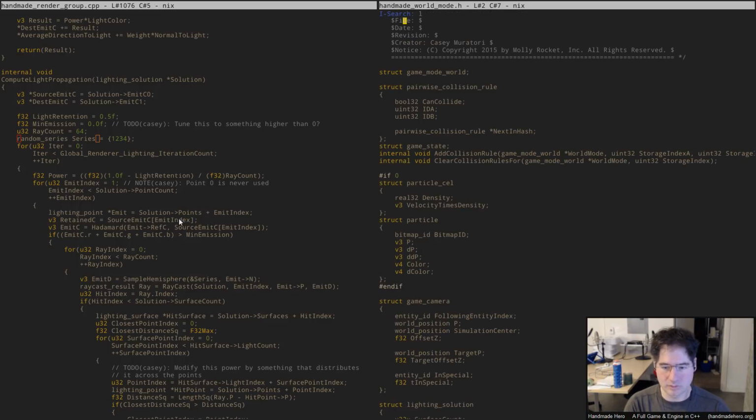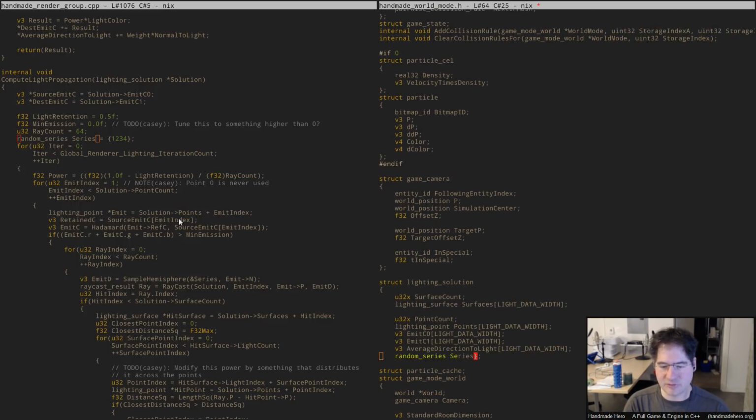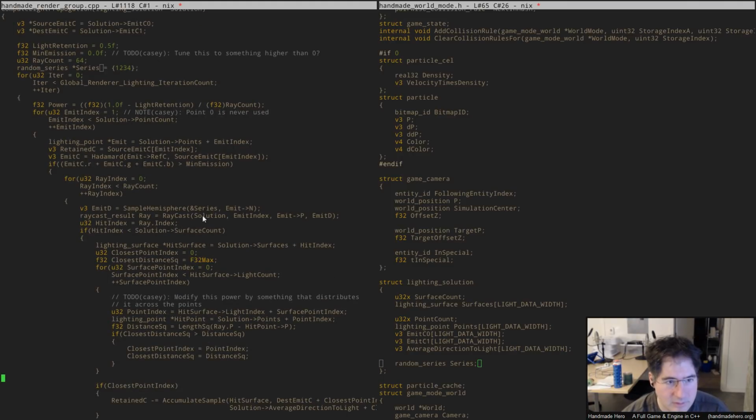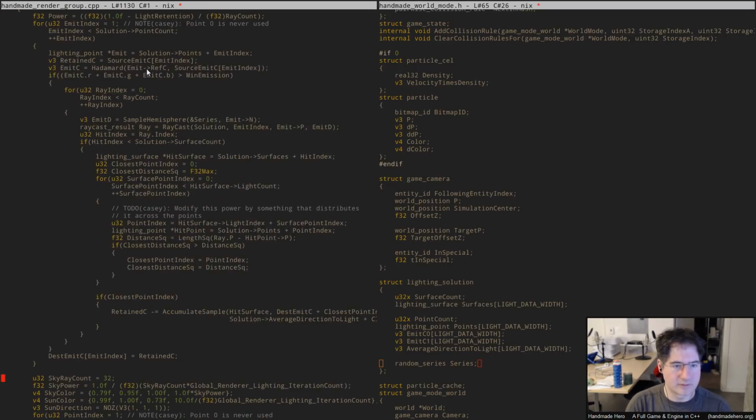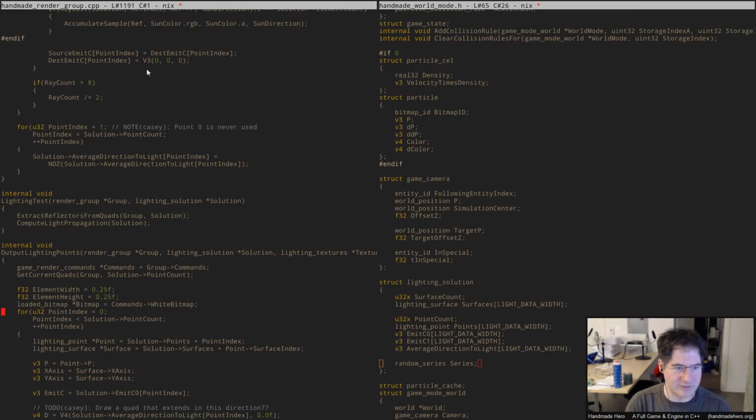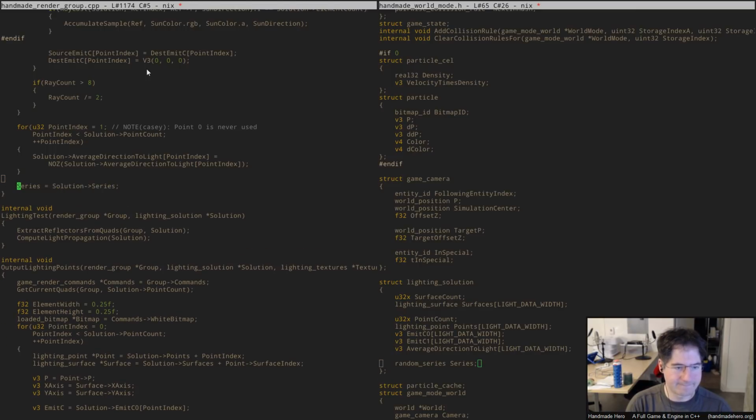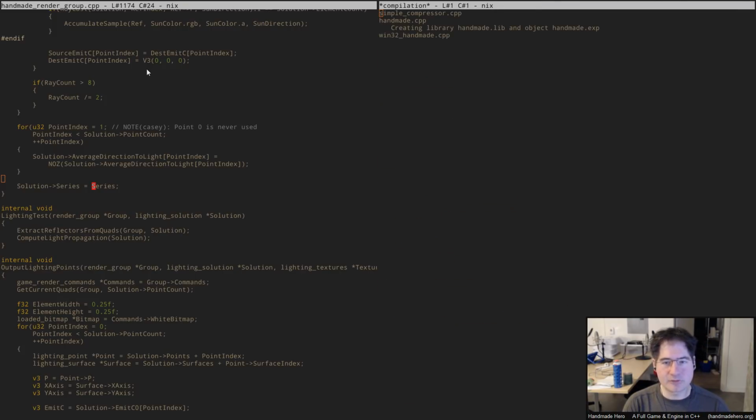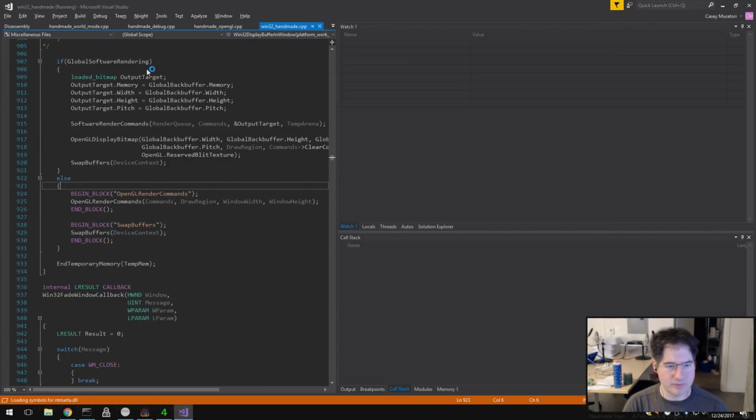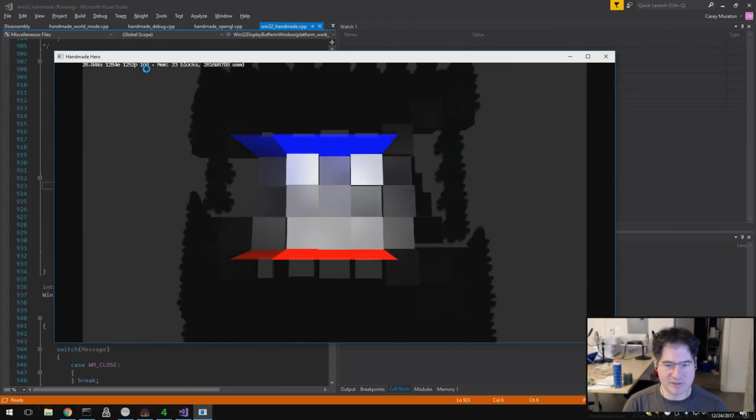World mode. Lighting solution. So let's say we had this in here so it persisted, so our random series was changing every frame, like so. And so instead of series here, we just said, oh okay, it's actually solution arrow series, right? If we do this, so use it, and then at the end we'll set it every time. Like so. So now we're keeping a random value that's going to keep going. Now we will get that flicker every frame, right?